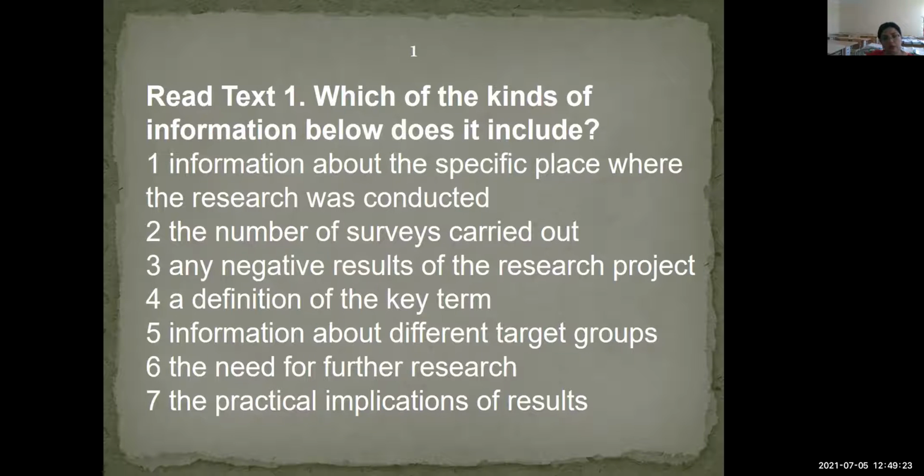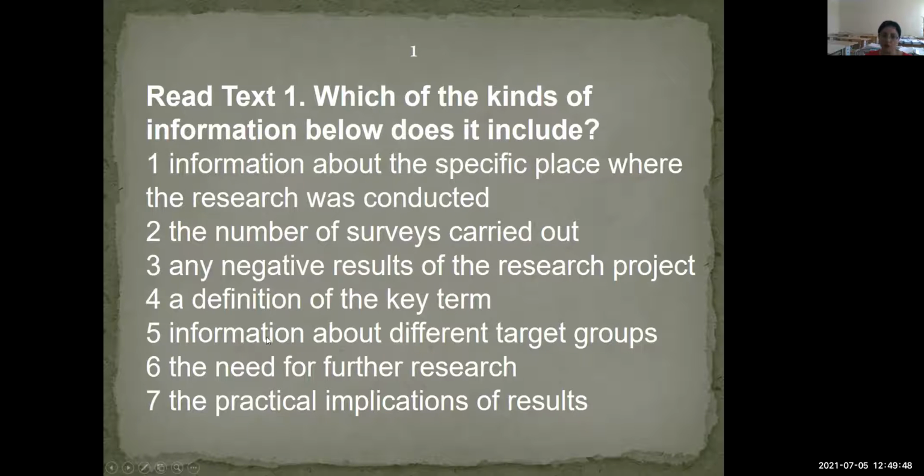So 7 points. The first one, information about the specific place where the research was conducted. You should pay attention whether it's mentioned in the text or no. The second one, the number of surveys carried out. The third one, any negative results of the research project. The fourth one, a definition of the key term.